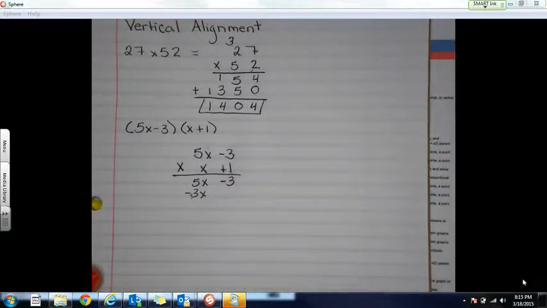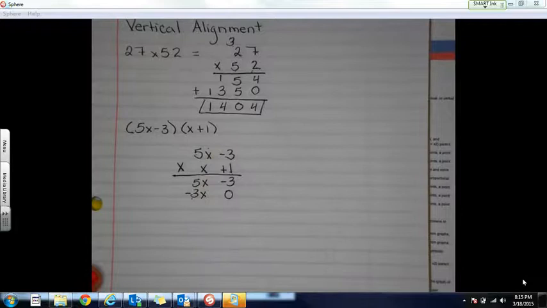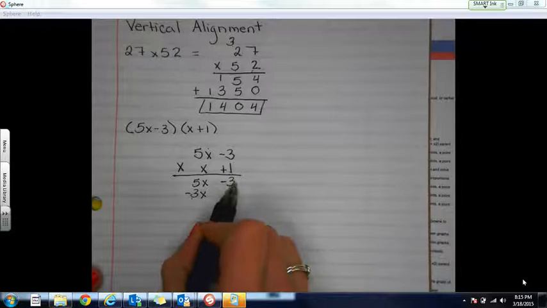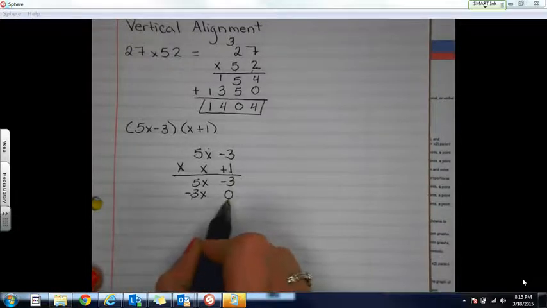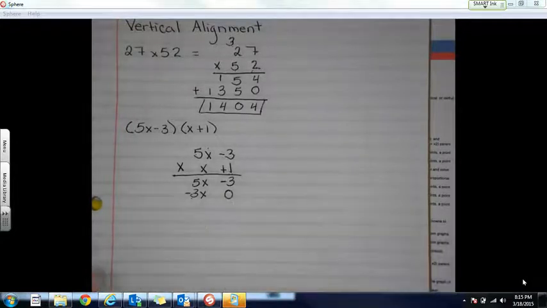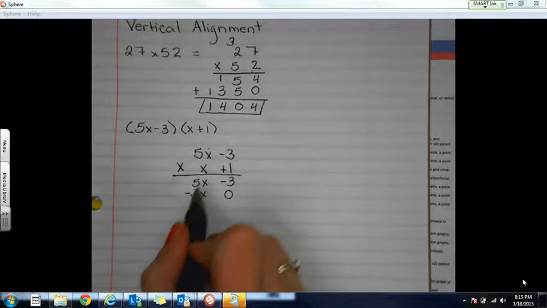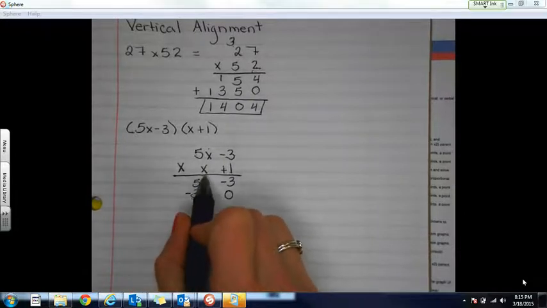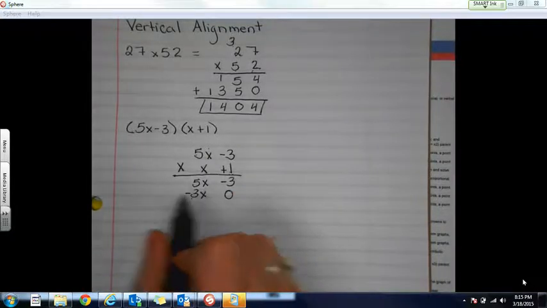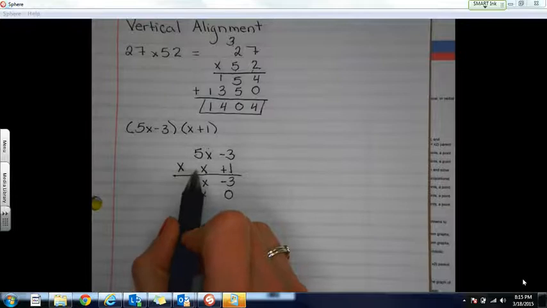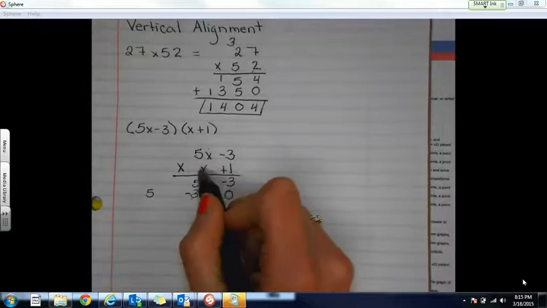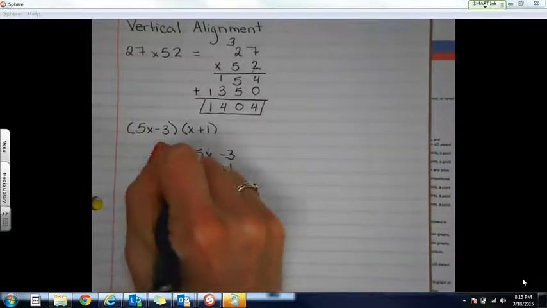If it's helpful to you, put a 0 to save the place so that way you remember that you can't add a constant with an x term, so you have to put a 0 there. You could leave it blank, but it's definitely helpful to put a 0. So I did x times negative 3 is negative 3x, so all I have left is the x times the 5x. So x times 5x, I don't have a constant here, but there's a secret 1 there, so we're doing 1 times 5 is 5, and x times x is x squared.